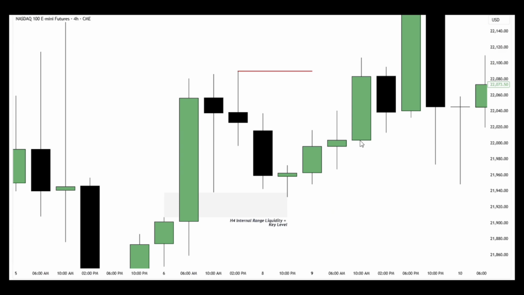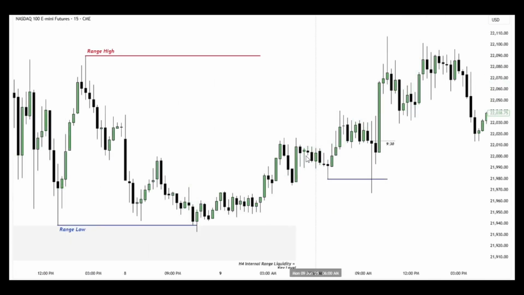Unfortunately, that was no low. At 9:30, you can see that this is 6 a.m. At 9:30 exactly, it just manipulated a low. That's an M15 stop hunt, and this is an M15 time frame. And we have a range high, and then we have a double purge.